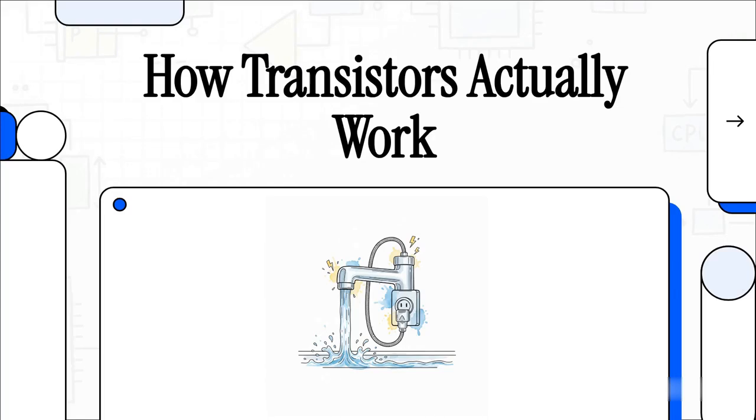All right, let's break down one of the most important inventions in human history, the transistor. It's the silent, invisible engine of our entire digital world. And today, we're going to get right into how it actually works.